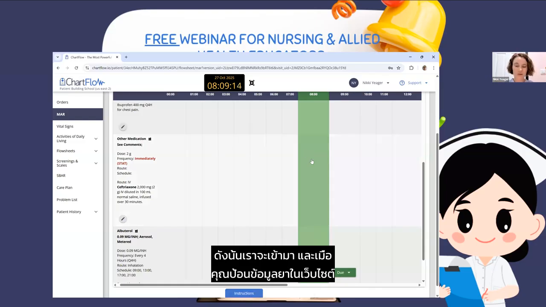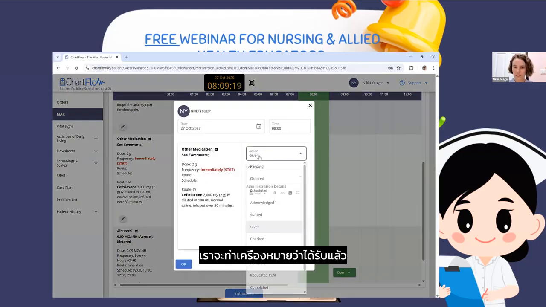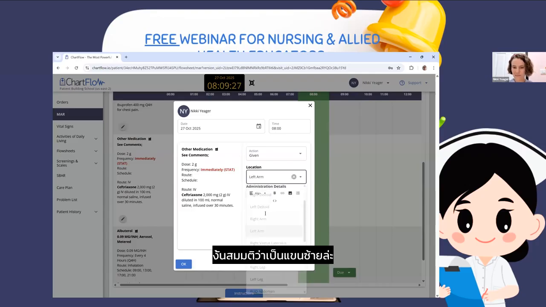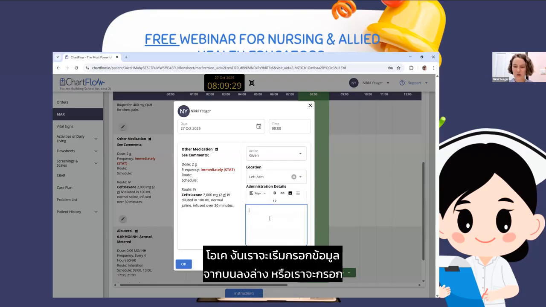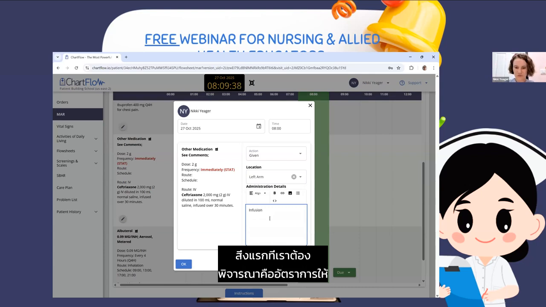So we're going to come in, and when you give a medication in our site, you go ahead and click on it. We're going to mark it given. You would be able to say where this IV was going in. So let's say left arm. Okay, and we're going to go ahead and fill this in from top to bottom, from all those 3 different things that I requested. So the first thing we have is infusion rate. Now this, they're going to need to know how to find this information.